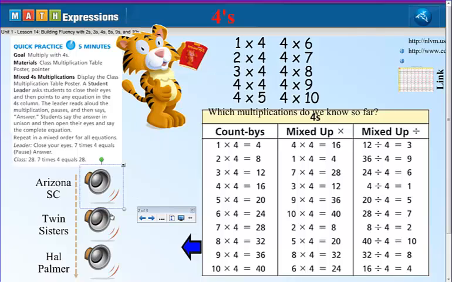Skip counting, and here we go. 4 times 1 is 4. 4 times 2 is 8. 4 times 3 is 12. 4 times 4 is 16. I really would encourage you to find, if you can, a way for you to practice, either with skip counting, multiplying, or some other way.